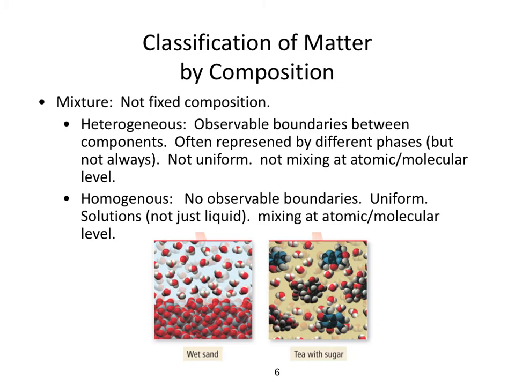In the case of homogeneous mixtures, right, we don't have observable boundaries. They are uniform, so I can't see where the boundaries are between the different components of the mixture. And in the case of homogeneous mixtures, the mixing is occurring at the atomic or molecular level. Another name for homogeneous mixtures is solutions. Most often, when we talk about solutions, we mean something dissolved in a liquid, but it doesn't have to be. The air we're breathing is an example of a homogeneous mixture. It contains mostly nitrogen, about 20% oxygen, and then lower percentages of various other elements and compounds.